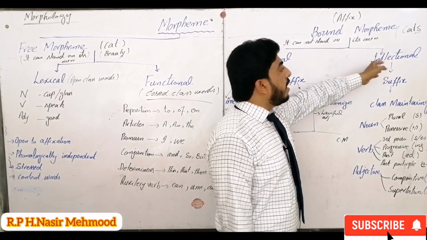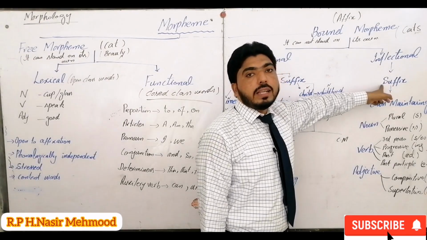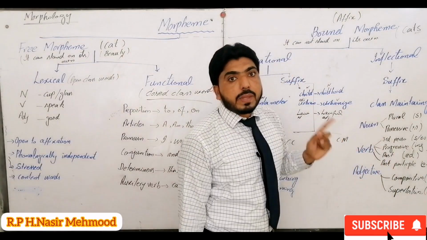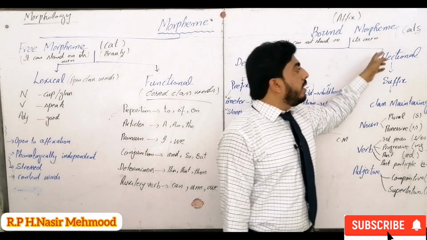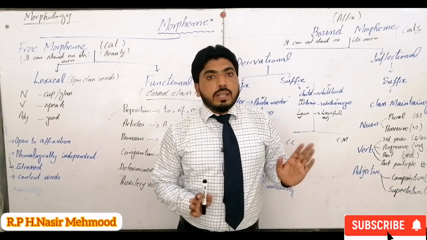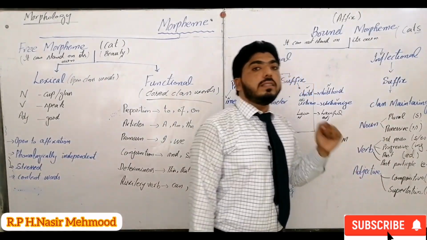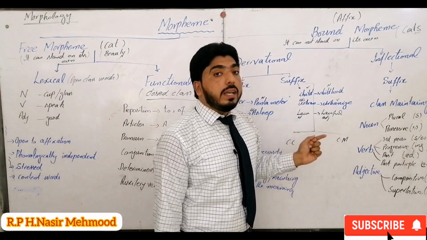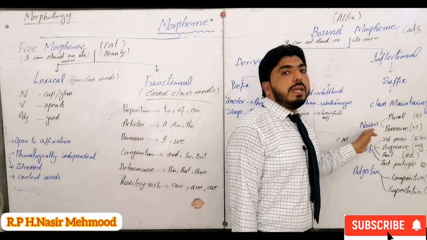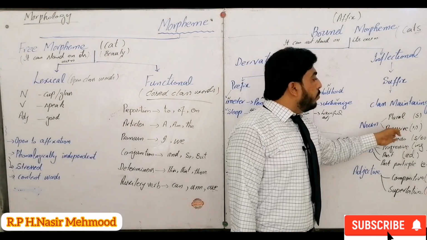On the other hand, inflectional morpheme. In inflectional morpheme, I have only written suffix. It means that inflection is always done at the end of the word, after stem, after base word, and these are always class maintaining words. Class is never changed due to inflectional morpheme. Class always remains the same, although grammatical form is changed. Grammatical form means here you see singular may be changed into plural. In case of noun, you may show possessive case.